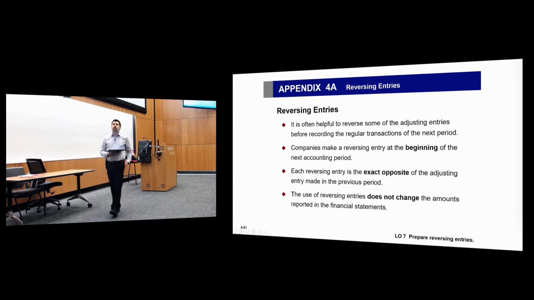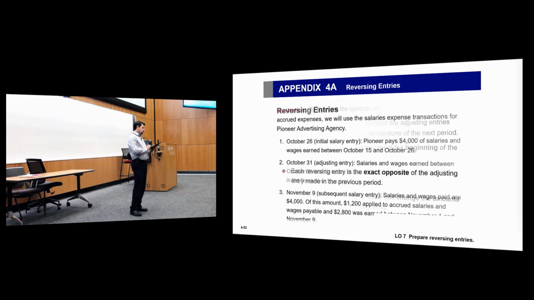Do you remember the example? So I will jump directly to the example. But before we do that, the way it's done is by reversing the adjusting entry. Companies don't have to do that. This is totally optional, and it depends on the company and the way they like to prepare their books. But they don't have to do it. So I'll just give you an example.